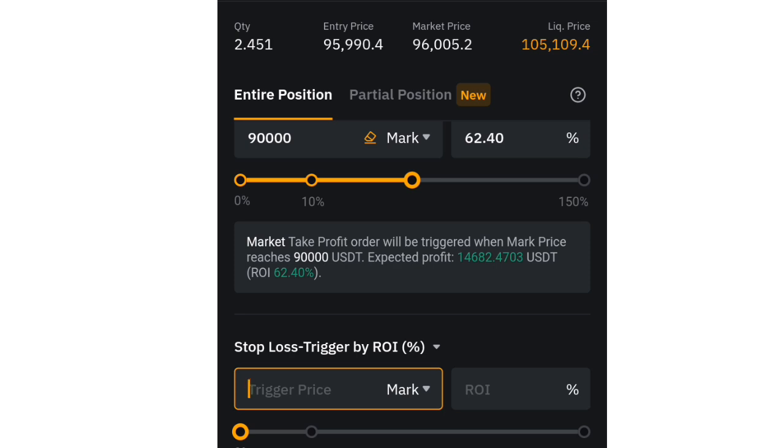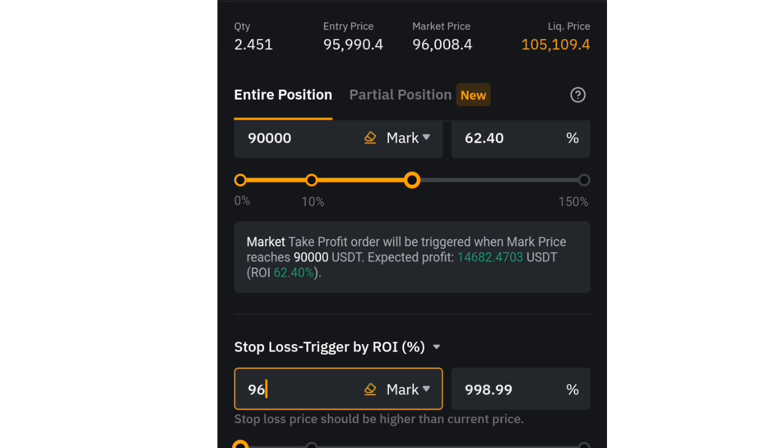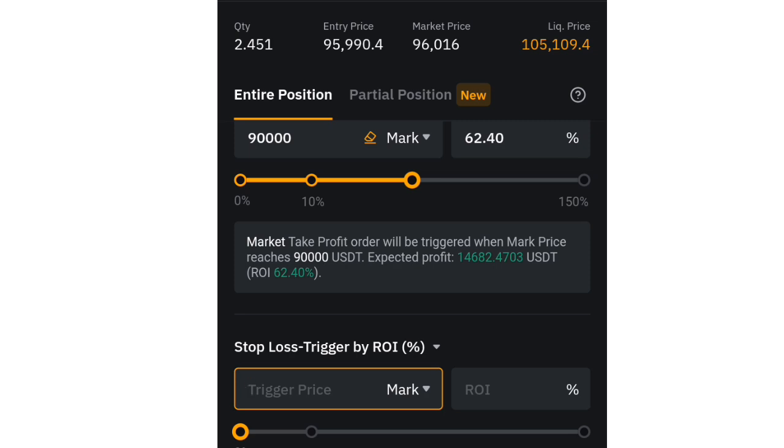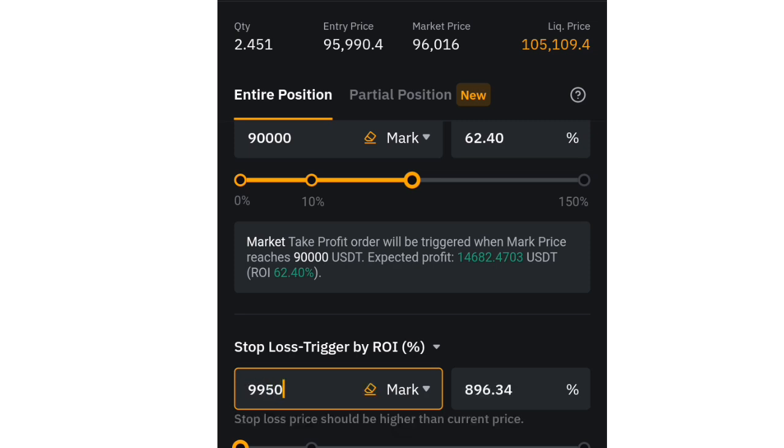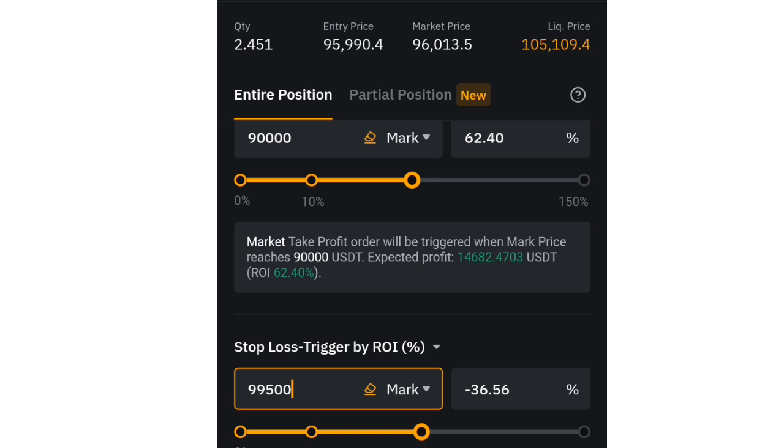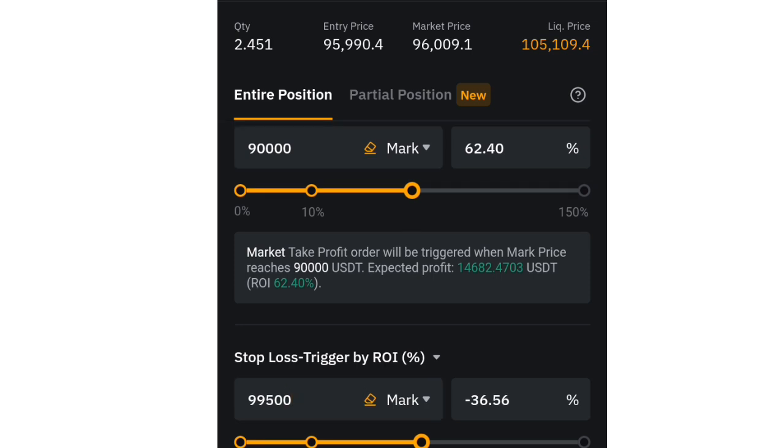So this will be above our entry price. So I want to stop loss at, let's say, 99,000. So you must ensure that your take profit is more than your stop loss. You can see our take profit is 62%, our stop loss is 36%. Most times your take profit should be twice your stop loss. It is better. So you click on confirm.